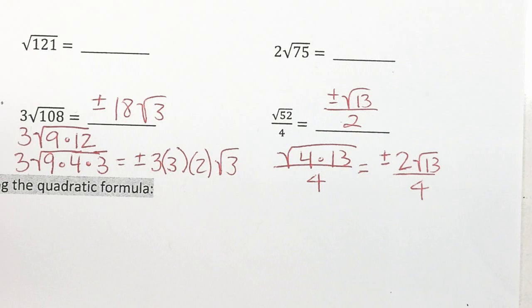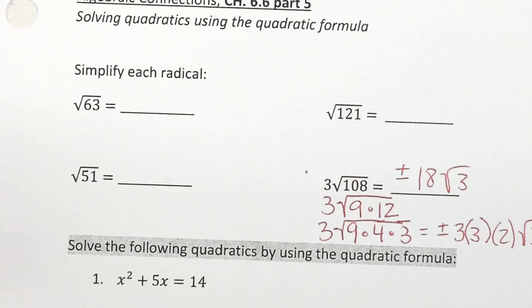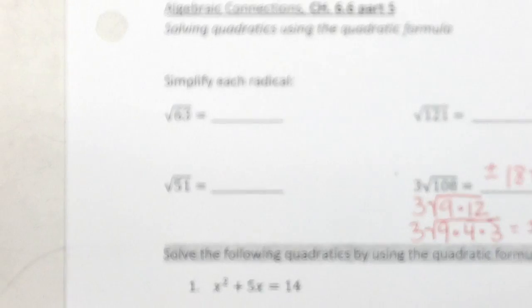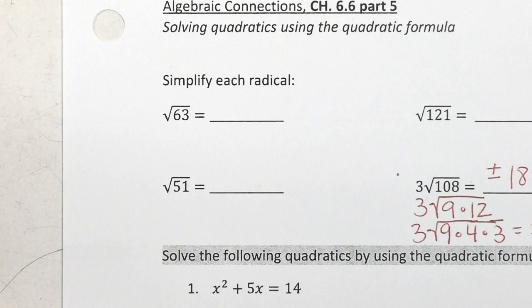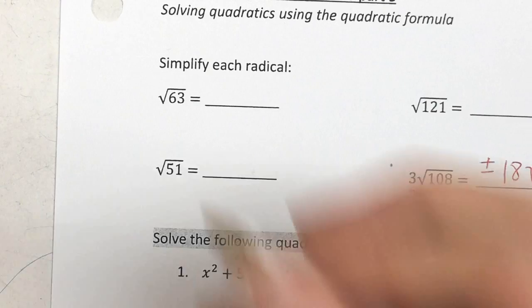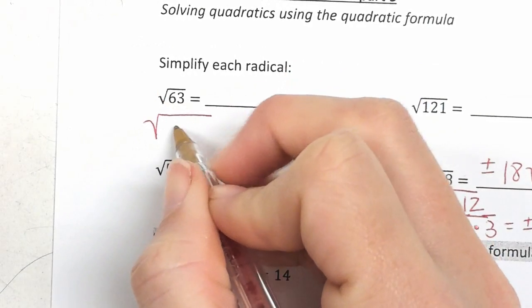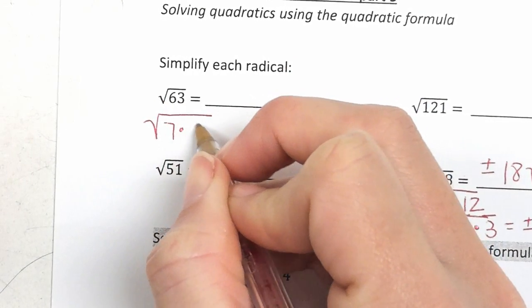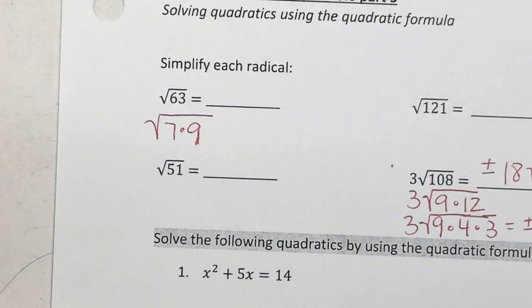Questions about that one? Alright, I want you to try the rest on your own. For square root of 63. Alright, Nike, go ahead. So you have the square root of 7 times 9. Alright, pause. Did anybody use different numbers besides 9 and 7? I did the first time.